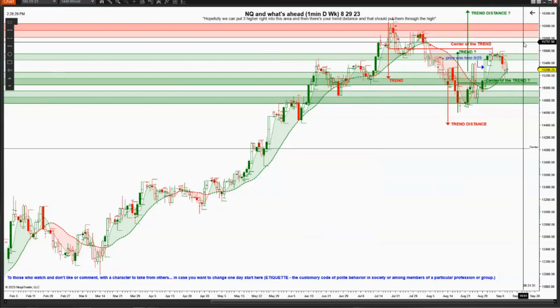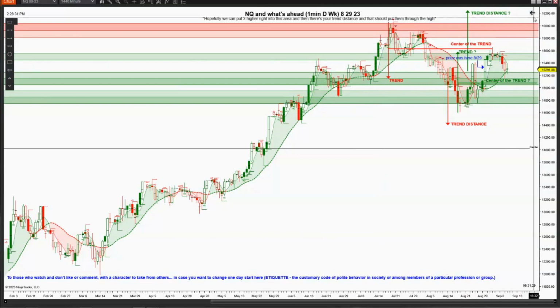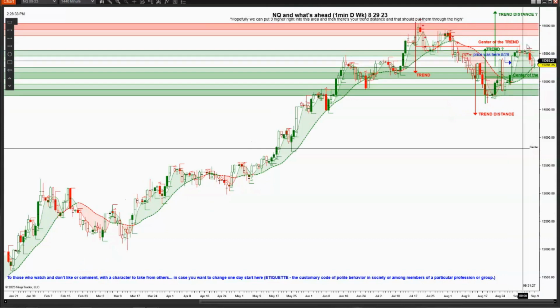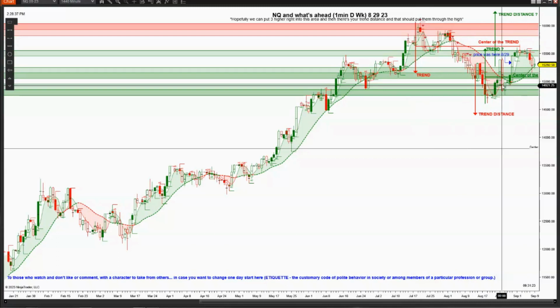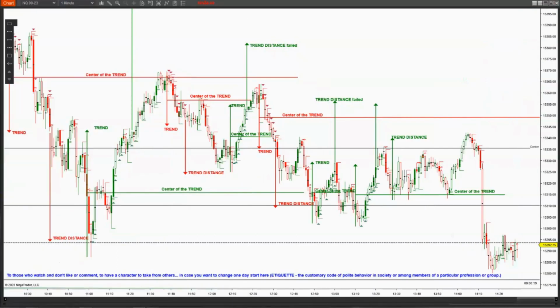So when it gets above here, we want to see them use this for support and then go ahead and climb. All right, now this is what we got here on the daily. Now, I think they can possibly get it done. I think so. Let's see what the 1 minute is doing and what we've been looking at today.